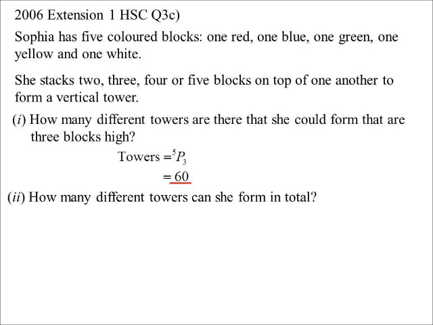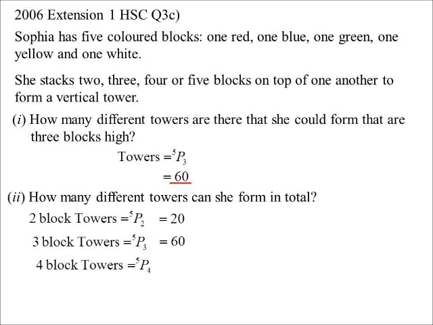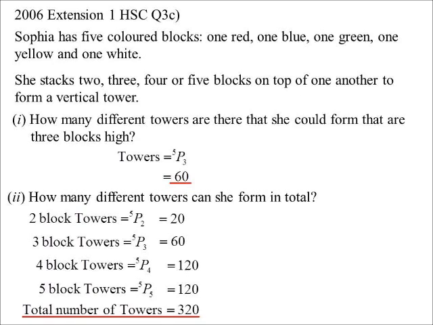Well, how many different towers all up? That was just 3 block towers. Well, 2 block towers would have been 5P2, 20. 3 block towers we just worked out, 60. 4 block towers would be 5P4, 120. 5 block towers, 5P5, also 120. So all up, there's 320 different towers that could be made.